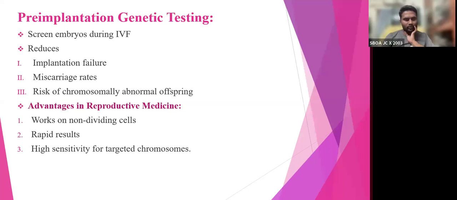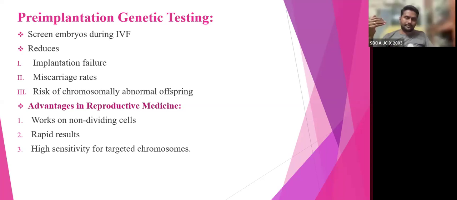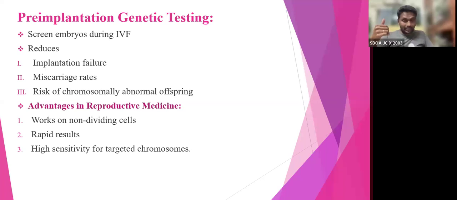Okay, can you go back? High sensitivity. I'll try to give an example on this one, which is works on non-dividing cells. This is the case when our process was done. There were around 5 to 6 embryos that were formed. Obviously they were graded after like 5 days or so. Like one should become two, four, eight, cell division, right? In geometric proportion, if everything is normal.